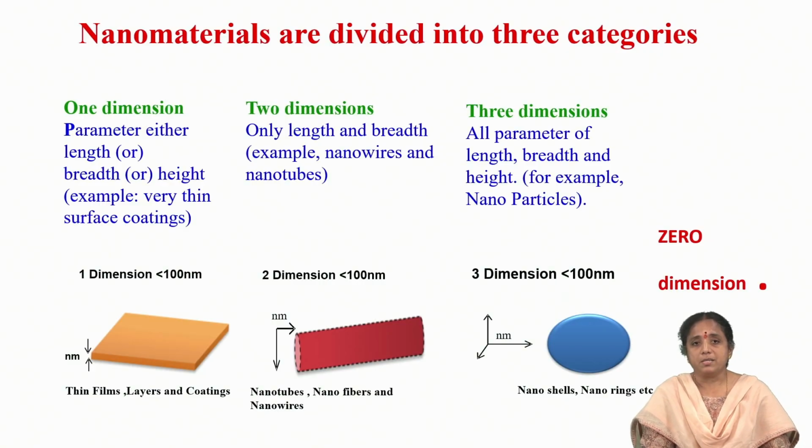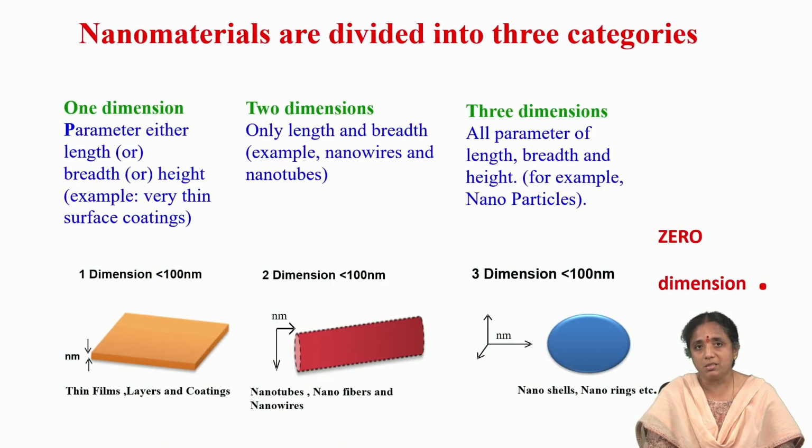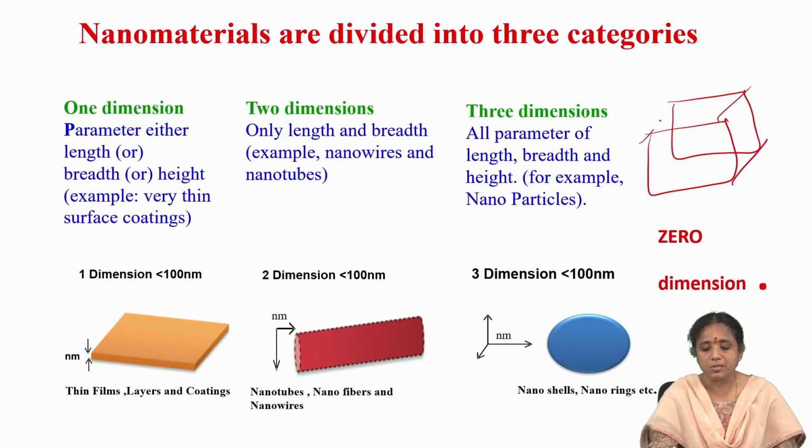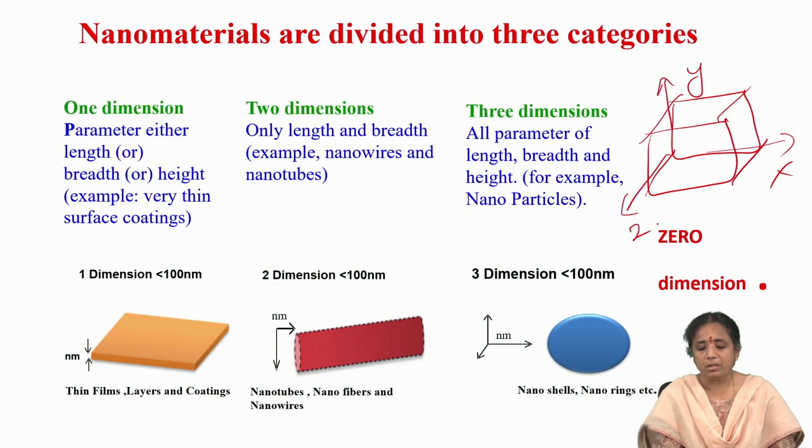First of all, let us understand how these nanomaterials are divided. Exactly how we define a nanomaterial, how we can say that nanomaterials are used in my product. For example, consider a cube with x, y, z dimensions. If all three dimensions are in the nanoscale, we say that all the parameters are in the nanoscale, then that is a three-dimensional nanoparticle.